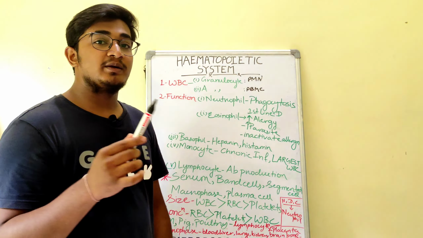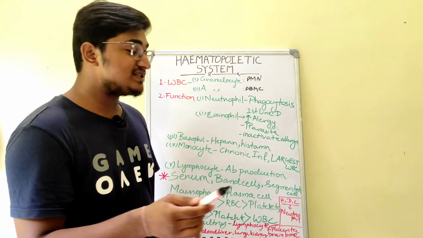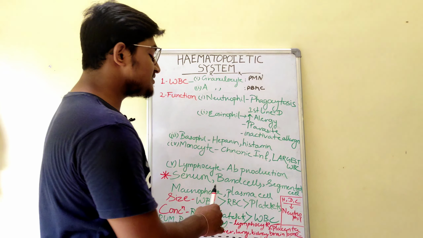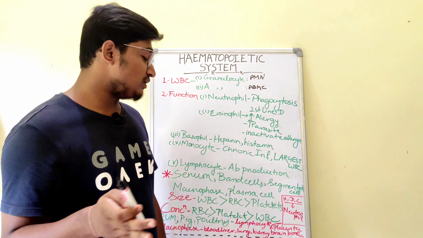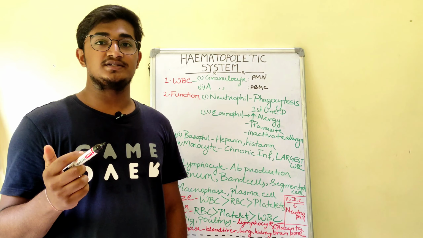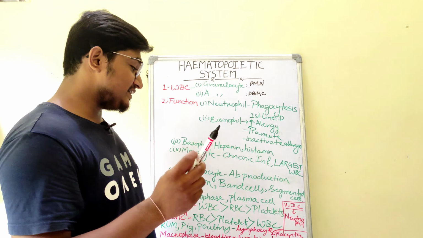Band cells are immature neutrophils. Segmented cells are the mature form of neutrophil. Macrophage: if the monocyte escapes from the blood, it is called macrophage. Plasma cell is the activated B lymphocyte. The activated B lymphocyte is the plasma cell, which secretes the antibody portion.